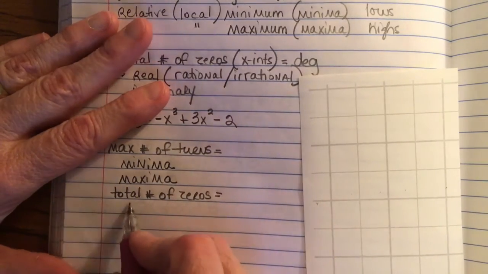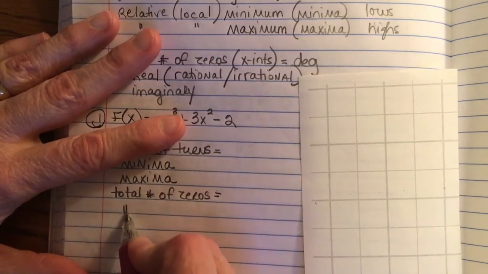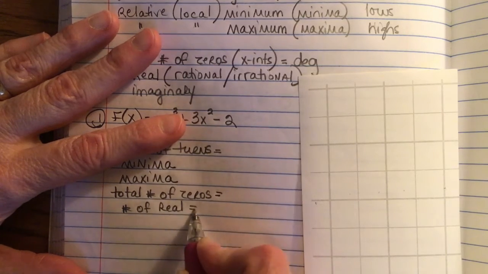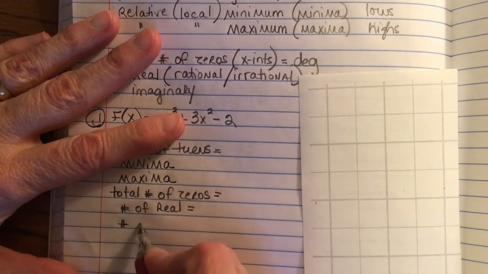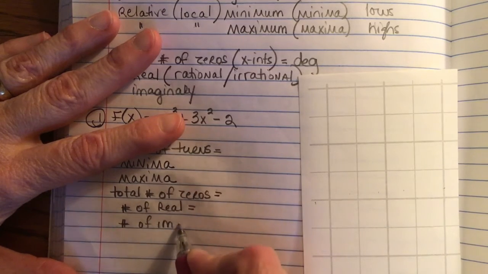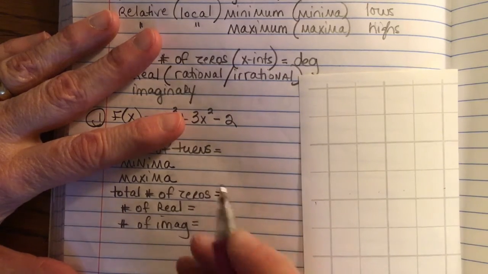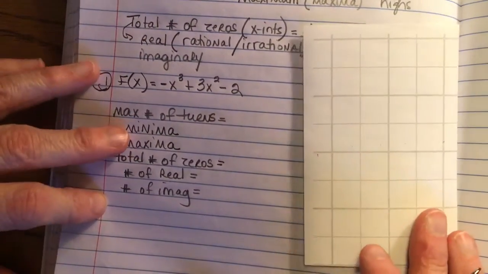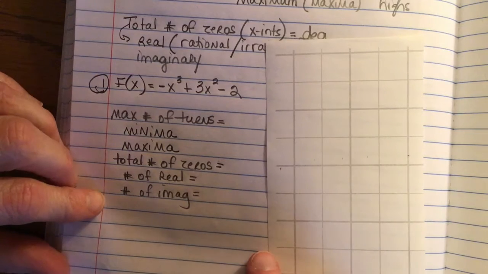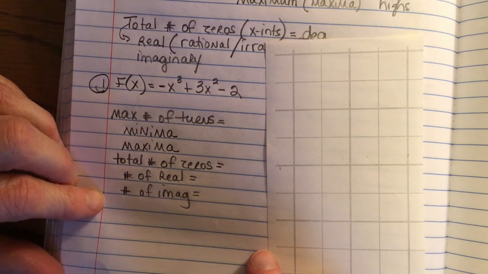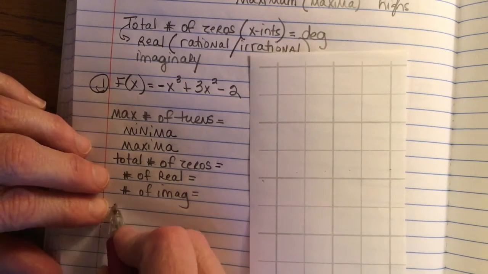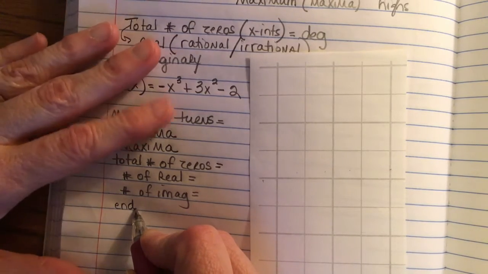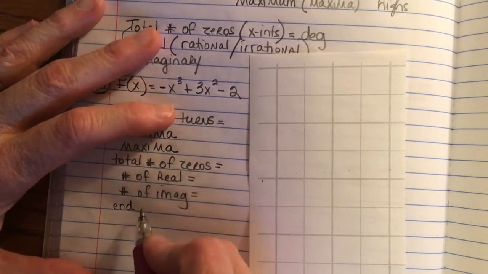And we want to know how many of those zeros are real. And the number of imaginary. And that's pretty easy to see from the graph, because the real ones are where they cross the x-axis. The imaginary ones are where it does not cross. And then we want to know its end behavior, I think is what we called it. Yes, up there at the top of our notes.